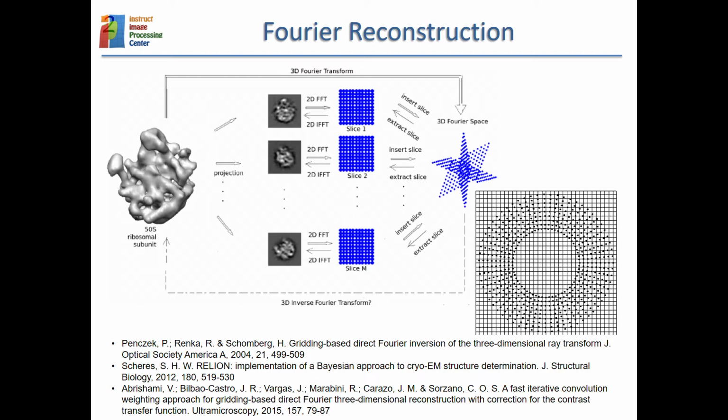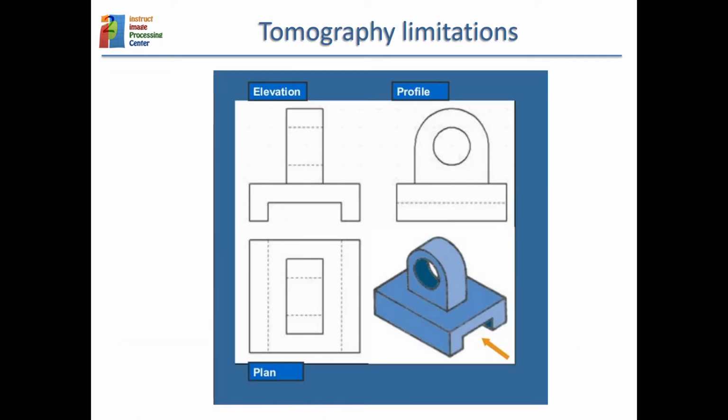But so weighted back projection and Fourier reconstruction are not the only ones that are available. There is another family of algorithms. This is an extremely rich family of algorithms in terms of variants, and these are based on some algebraic formulation of the tomographic problem. Okay, so let's see some of the tomography limitations.